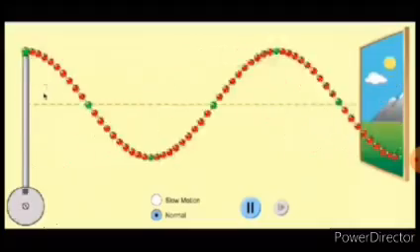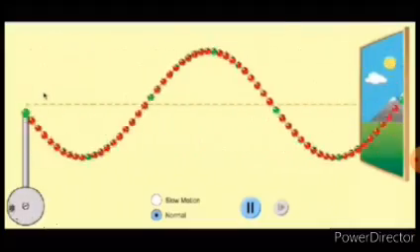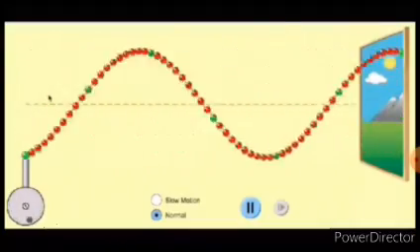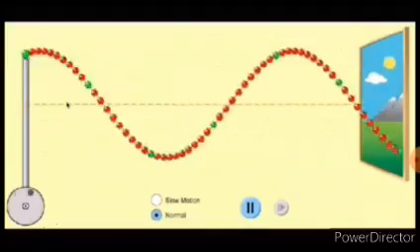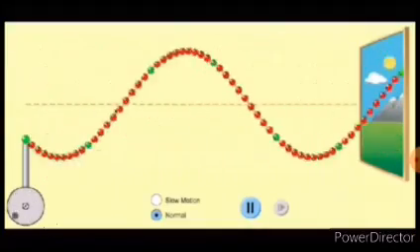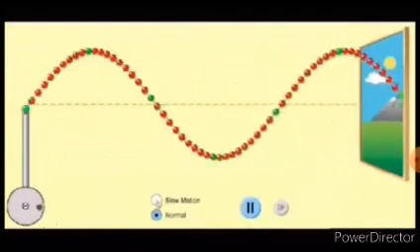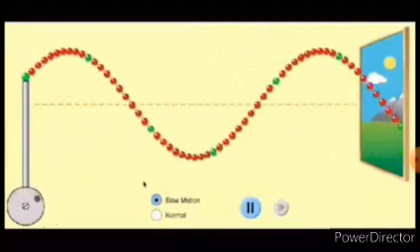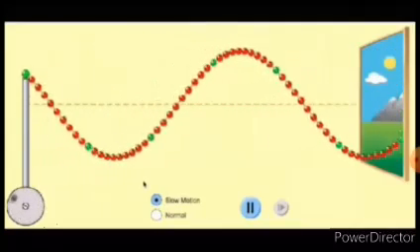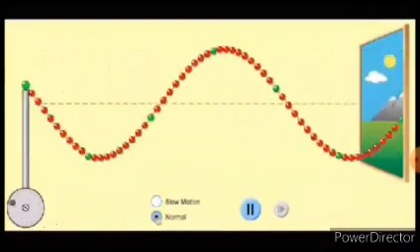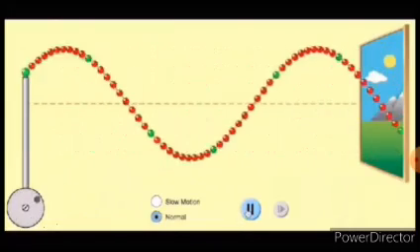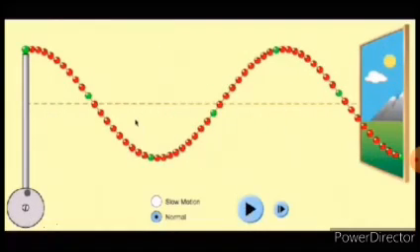The wave direction is horizontal. If you look at each of the green dots, I can slow it down for you to make it easier. You can clearly see that each particle is simply vibrating perpendicular to the direction. Now if I pause the wave, you can notice a couple of things.